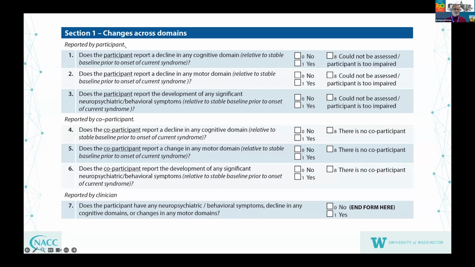And these are about what the participant tells you. This is what the co-participant tells you. If there's no co-participant, you can rate an 8 here. And similarly, do you hear from the co-participant reports of a cognitive decline, motor change, or significant neuropsychiatric symptomatology? And then finally, as a clinician, we ask you to decide whether any of these domains are affected. And so if all of this is negative, then you will end the form here and move on to the next form.